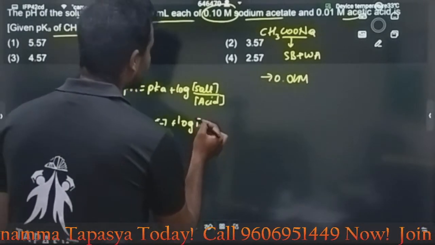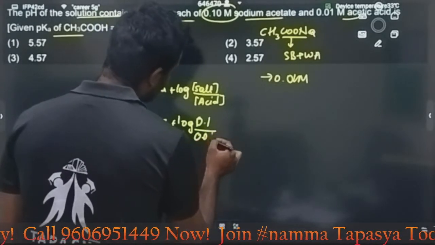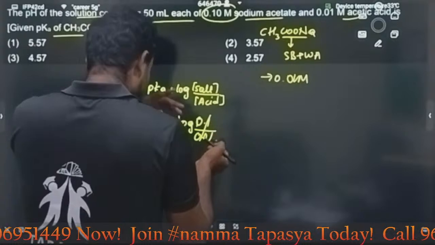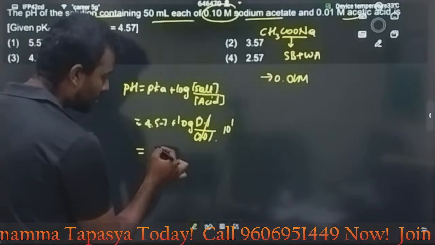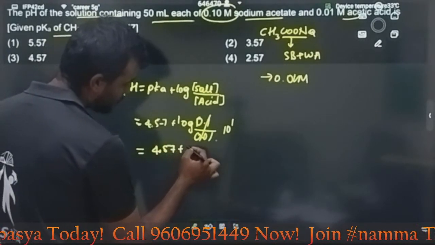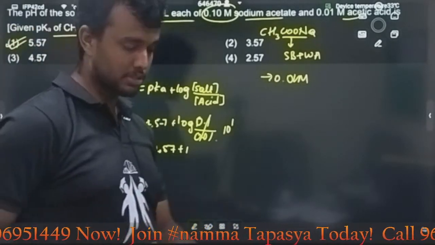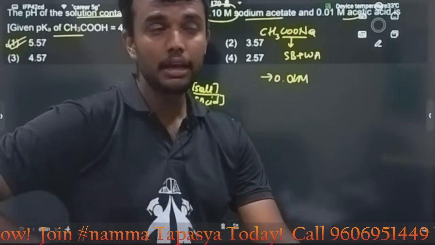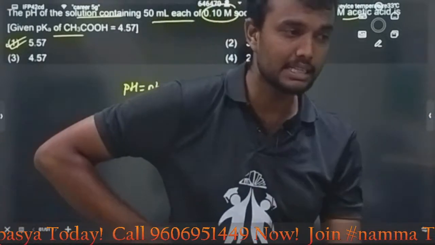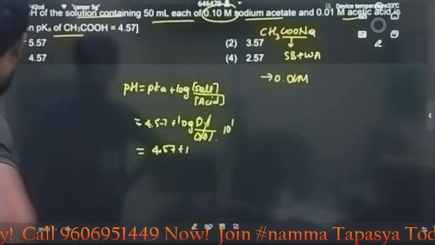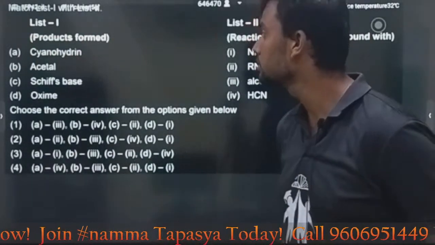Log of salt 0.1 divided by 0.01, it is nothing but 10 power 1, correct? Log 10 value, how much? 1, sir. 4.57 plus 1, you will get 5.57 as the pH. What is the buffer pH of this question? The pH of this buffer, 0.1 molar sodium acetate and 0.01 acetic acid, is 5.57. Very easy one. Next question, my dear students.